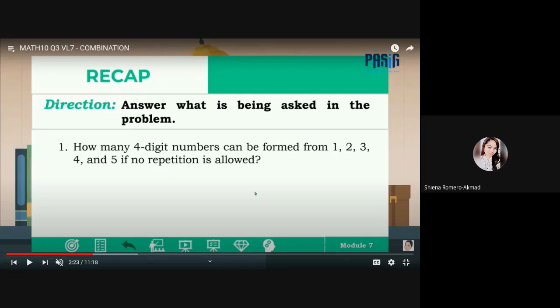What is the permutation notation of that? Di ba Ma'am, 4-digit number? Ma'am, paano natin ginagawa yan? Okay, go. I-explain ko, ma'am? Oo. Hindi kasi pwedeng laging sagot lang kasi yung module natin, lahat yun may sagot, di ba?